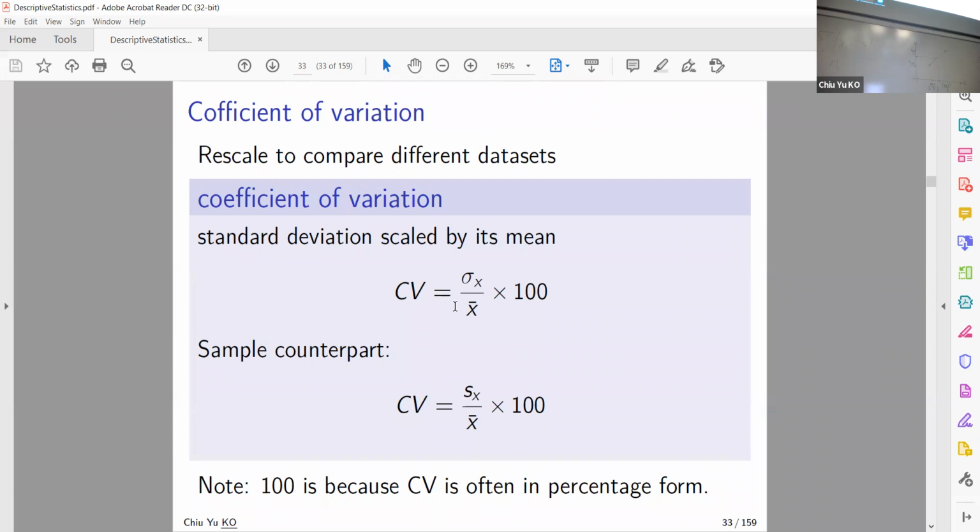How do we compare two data sets? The idea is to divide by the mean. When we scale by the mean, dividing by the mean, then you can easily compare two data sets. Right? That's how you do it.